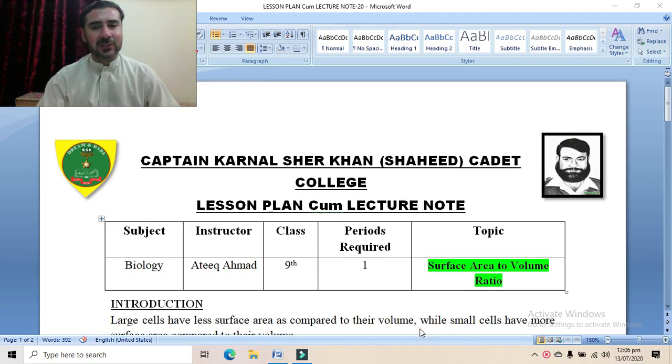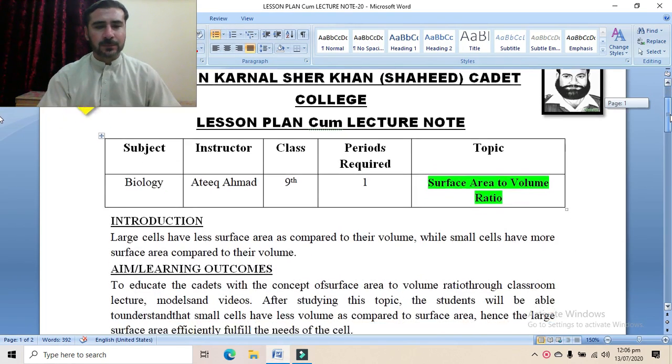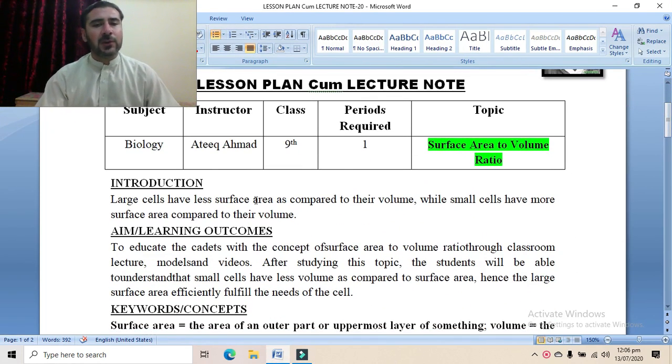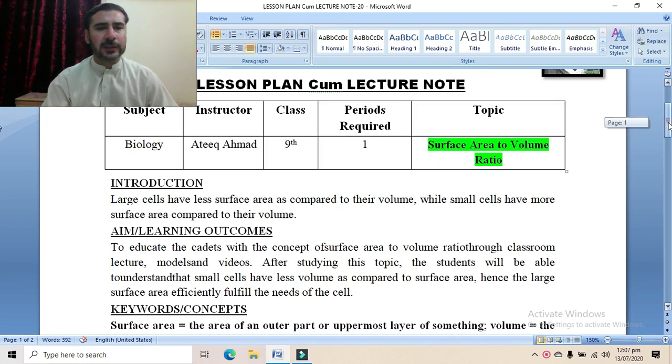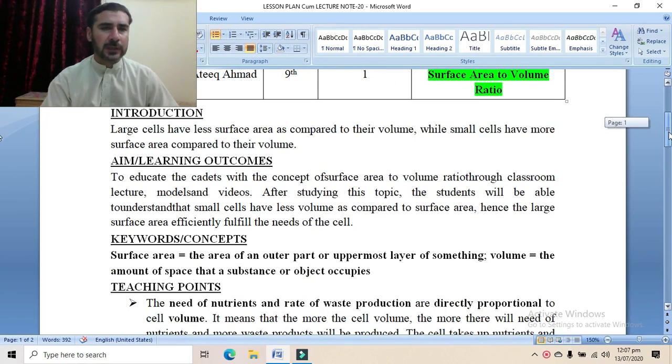Today we are going to study the topic surface area to volume ratio. Large cells have less surface area as compared to their volume, while small cells have more surface area as compared to their volume. Usually, large cells have less surface area as compared to their volume, while small cells have large surface area as compared to their volume. First you have to understand two important concepts.